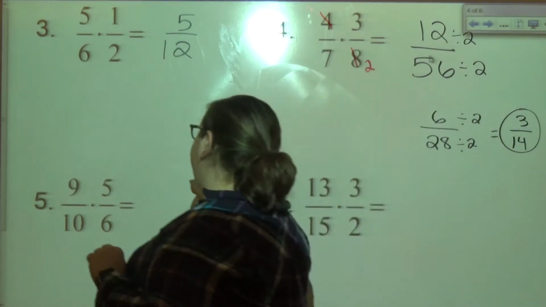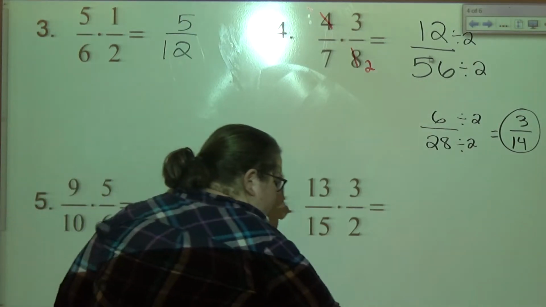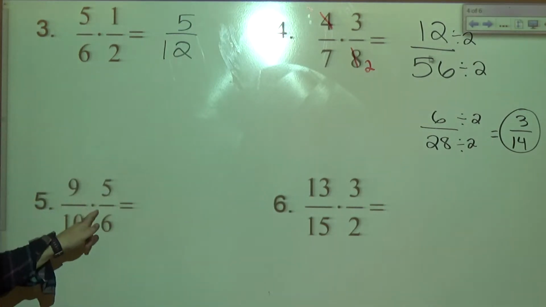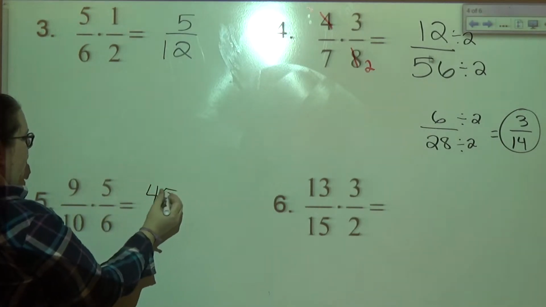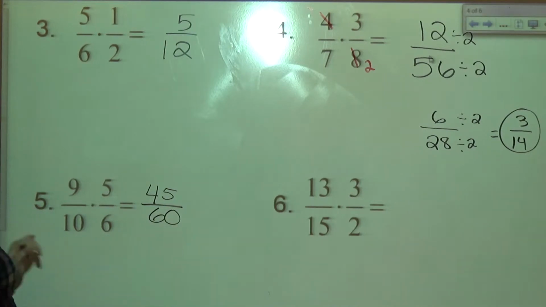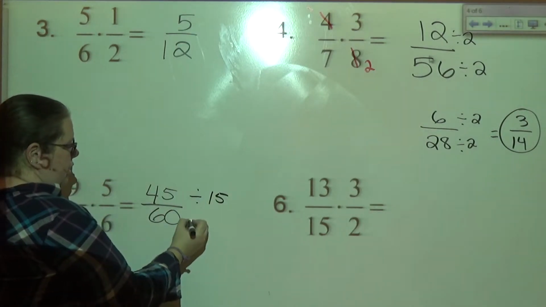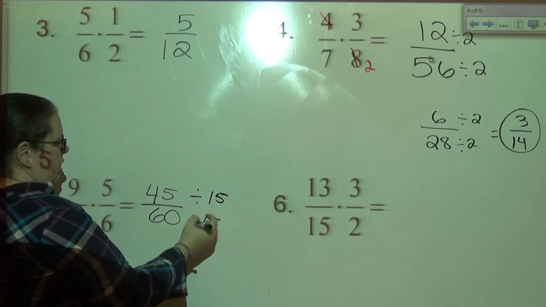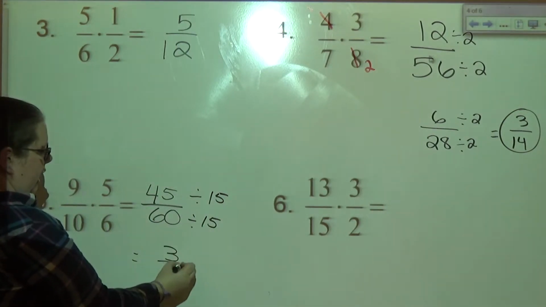All right, so number 5. Multiply across. 9 times 5 is 45. Over 10 times 6 is 60. Now think really hard. There's a decently big number that goes into both. 15. Those both can be divided by 15. 45 divided by 15 is 3. And 60 is 4.